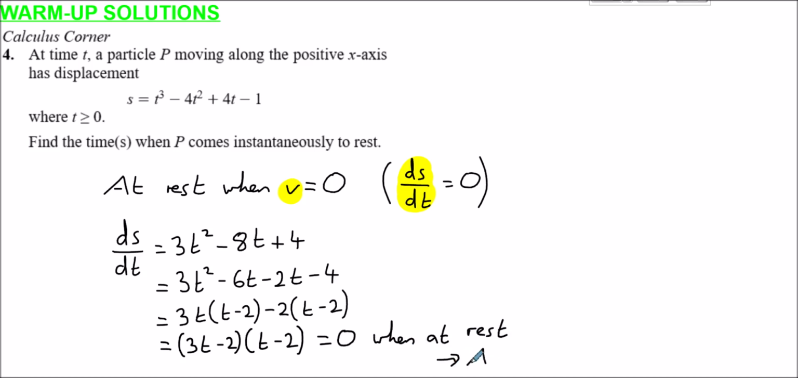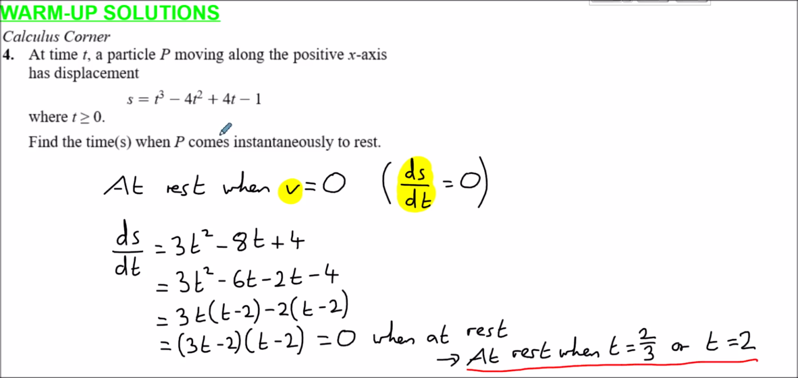So therefore, it's going to be at rest when the first bracket is equal to 0. The first bracket is going to be equal to 0 when t is 2/3. Or it could be where the second bracket is equal to 0, and that's going to happen where t is equal to 2. And that's the warm-up completed. So let's just draw a line under that and move on to the main course of this lesson.